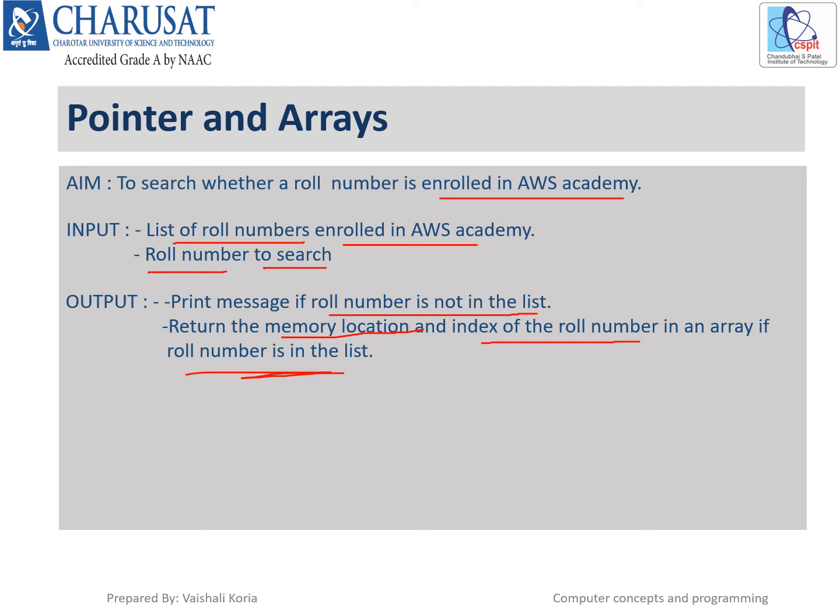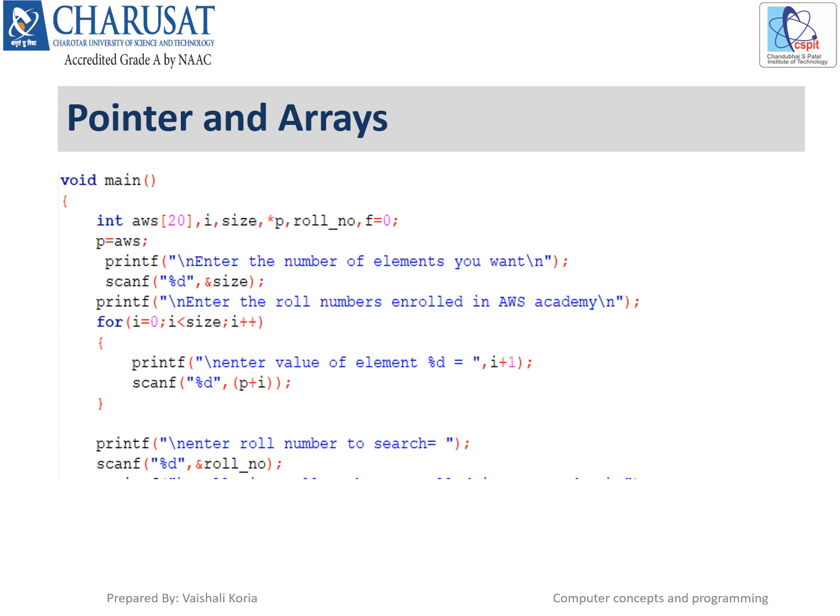So now we'll see the implementation of this program. Here one array has been taken to store the roll numbers. The AWS array has been taken of size 20. Here 20 indicates that a maximum of 20 students can enroll for this academy. Then the pointer variable p has been taken, and then we have initialized it, p is equal to AWS, so the address of AWS of 0 is stored in this p variable.